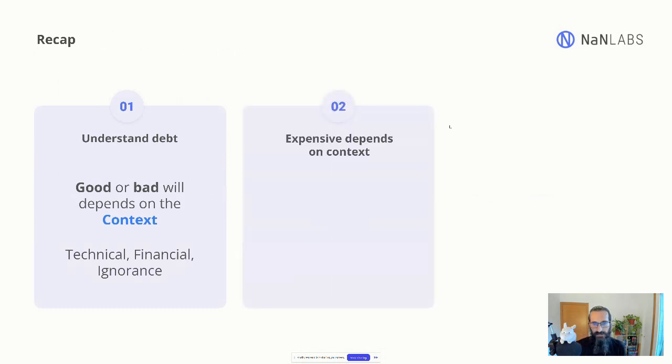Number two, expensive depends on context, and mostly a trade-off between operational and capital expense, but think of all the other stuff when you have to take a decision. And if you want to simplify, it's basically delegation of responsibility. How much do you take versus how much do you pay for someone else to take the responsibility away from you?